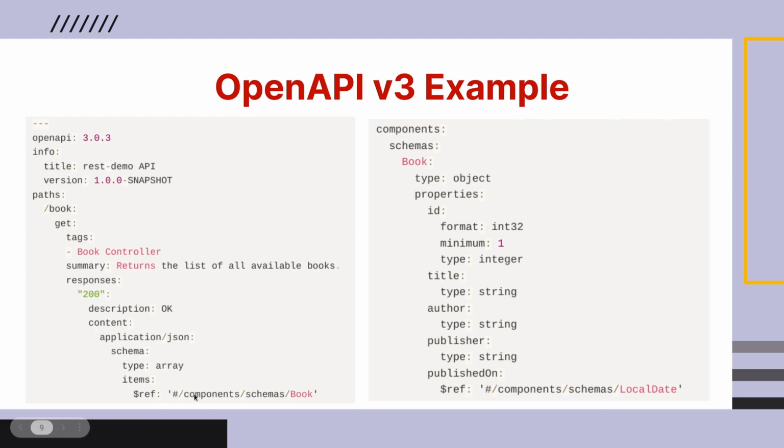schema, an array with items of type book, right? Similarly, we can even describe the schema. For example, we have defined how a book should look like, and we have referenced it here.